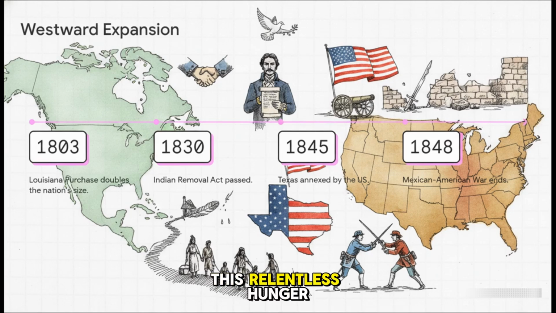But this relentless hunger led to incredibly dark chapters, like the 1830 Indian Removal Act, which forcibly displaced over 60,000 Native Americans. Add in the annexation of Texas and the end of the Mexican-American War, and the U.S. had swallowed up massive swaths of territory in just a few short decades.